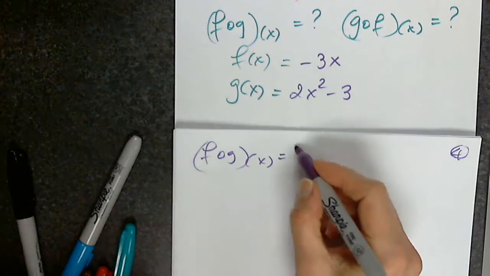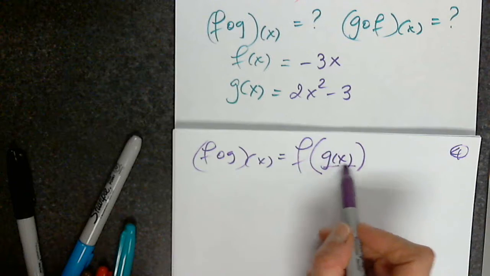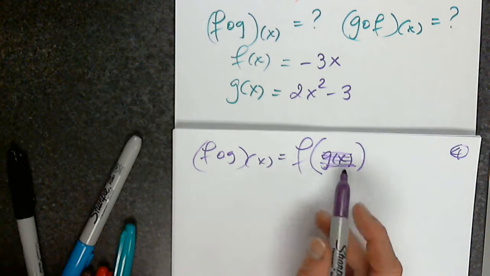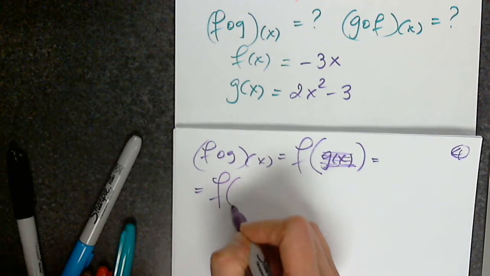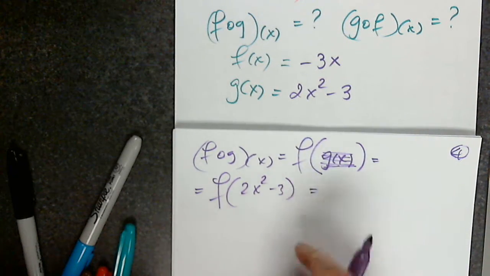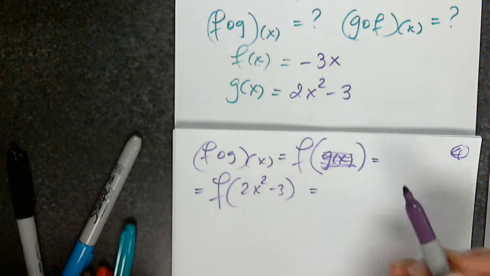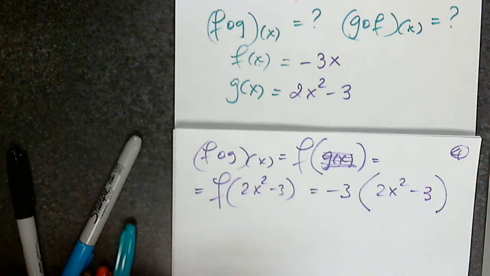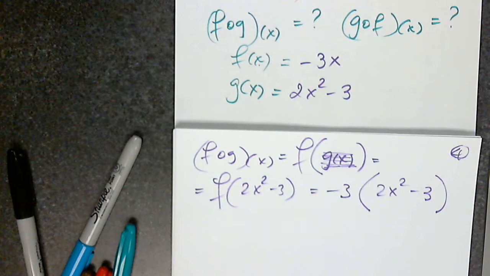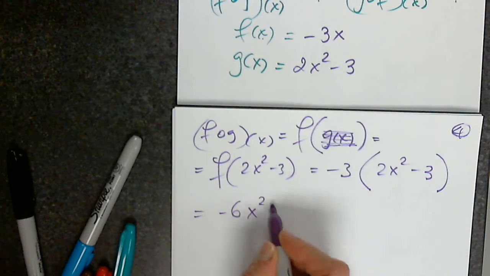By definition, this is f of g of x. So I have to put g first in here. You don't have to erase it like that. I'm just making a point, thinking that this will trigger your memory. F of 2x squared minus 3. F of a variable is negative 3 times that variable. Negative 3 times that variable. Is this okay? So now all I have to do is distribute negative 3, forgive me. Negative 6x squared plus 9.